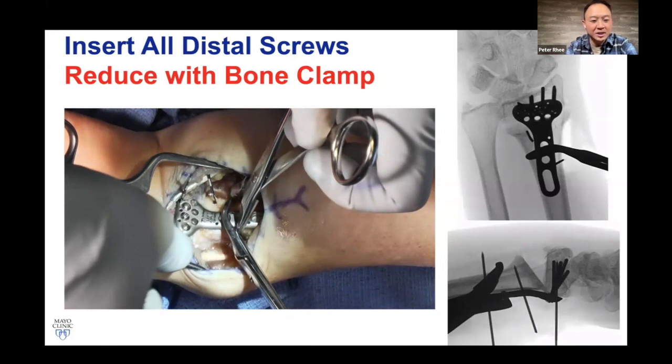It just depends on how much you trust the bone and the fixation to actually hold on it. If you need to, you can get this bone clamp to reduce it to the shaft. But if you like it, then you can put in the rest of the distal row screws. And you just need 4 screws in the distal fragment.